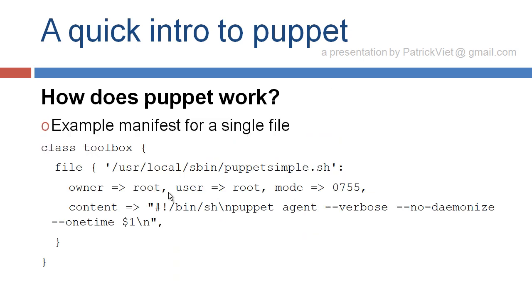Here's an example manifest for a single file. So you've got a class called toolbox containing a tool. This is puppet-simple.sh. I have it on every one of my servers. It's a pretty nice tool. It just allows you to run the Puppet agent manually and see what's happening, like verbose, all that kind of stuff, through a single command. So you see, we set the ownership, the content. Here it's inline. We can also do it by importing another file. It's just practical for this example.